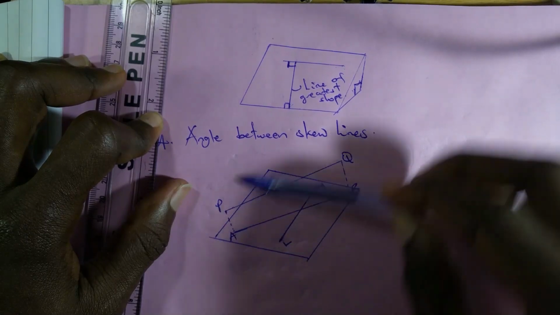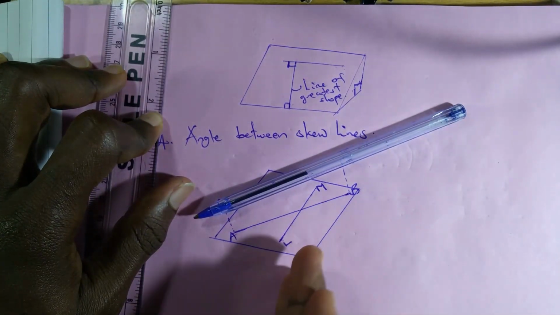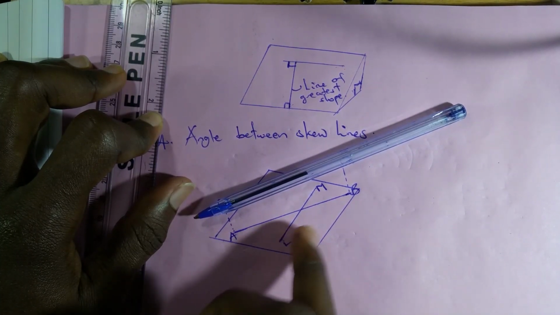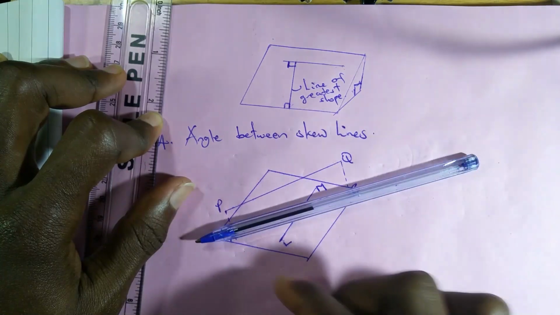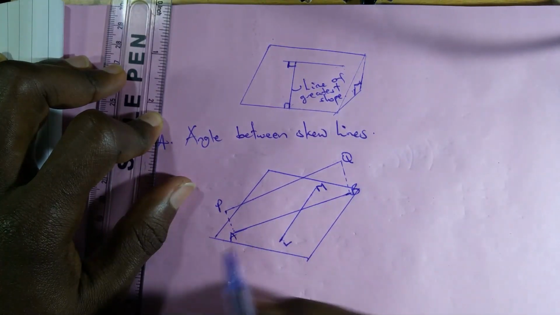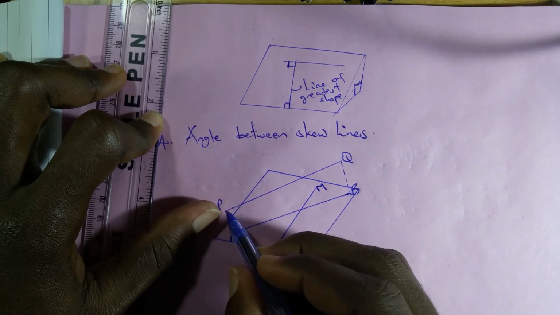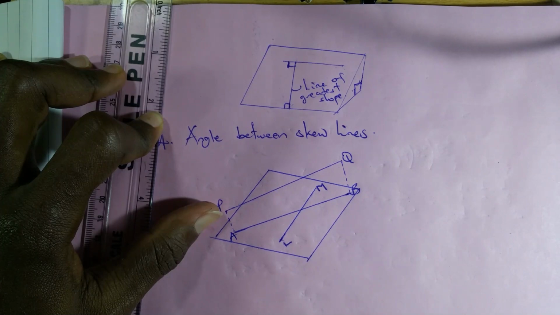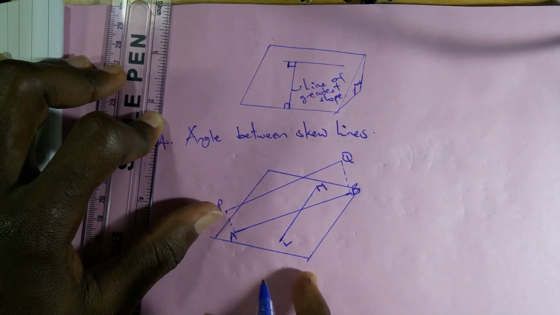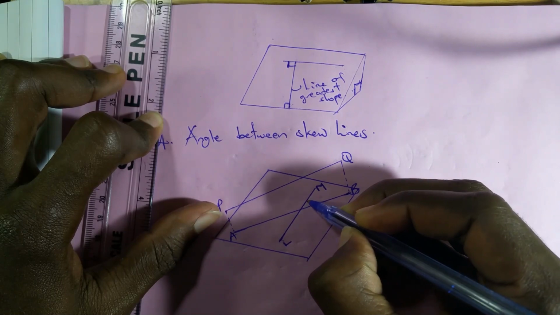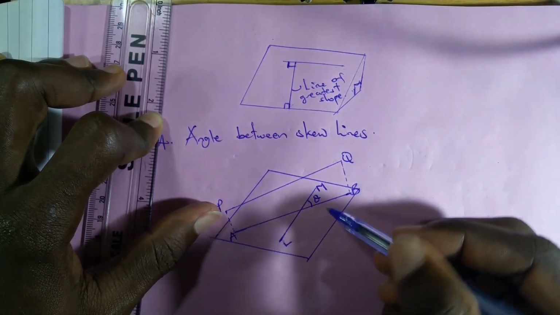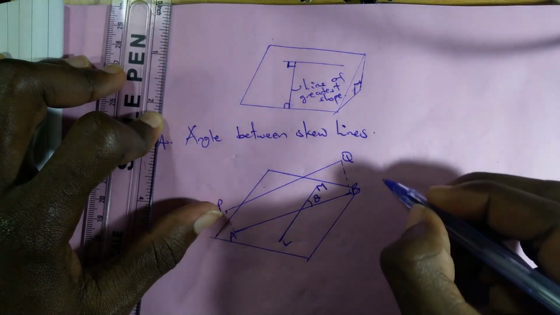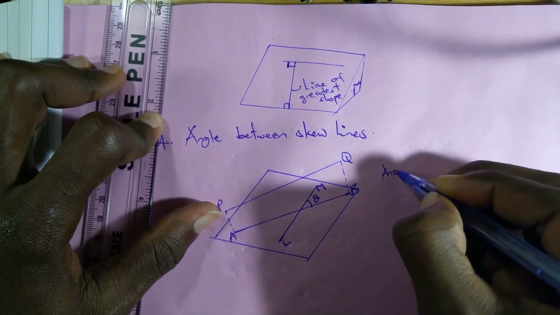So the shadow of this line, which is AB, looks like it's crossing the line on the plane. So the angle between the skew lines is the angle between this line, which is skew to the line on the plane, not parallel but not meeting. So the angle between them is actually this angle, which is the angle between the shadow of PQ and the line on the plane.